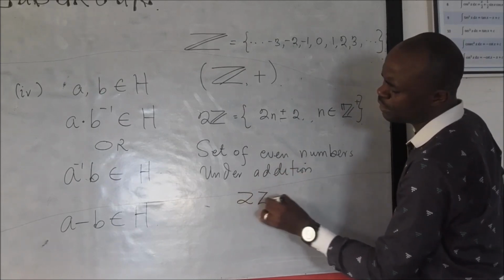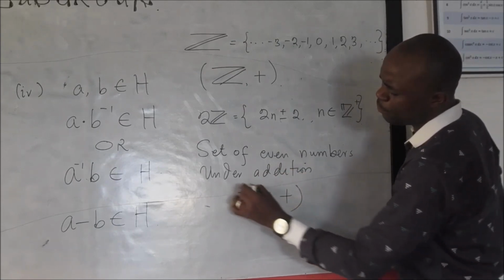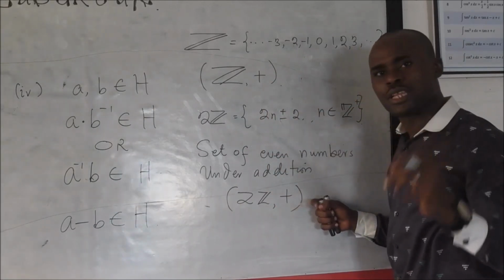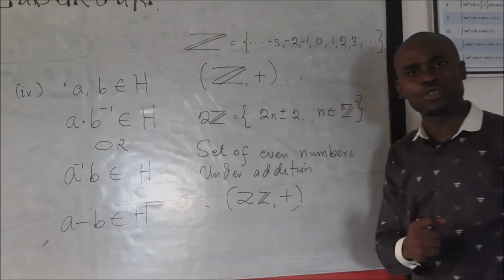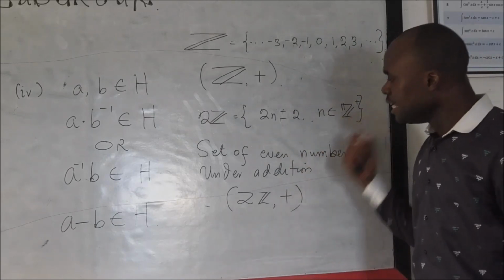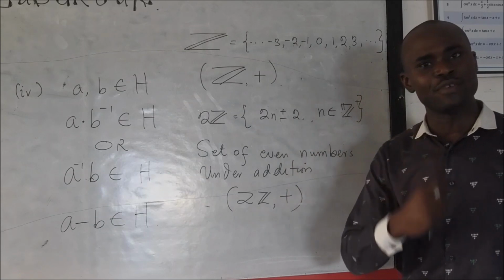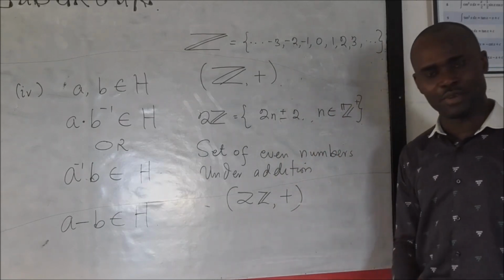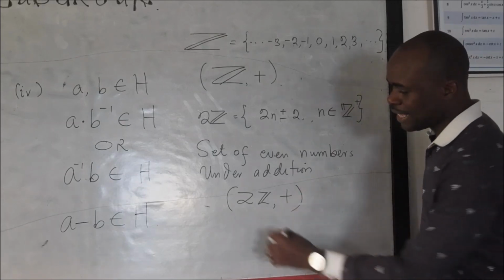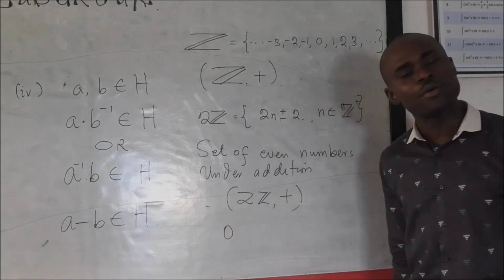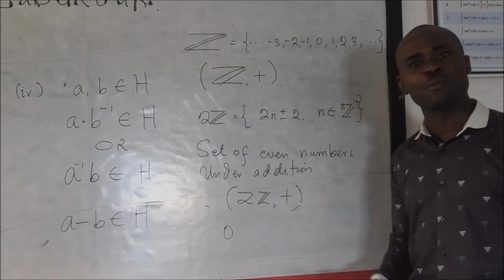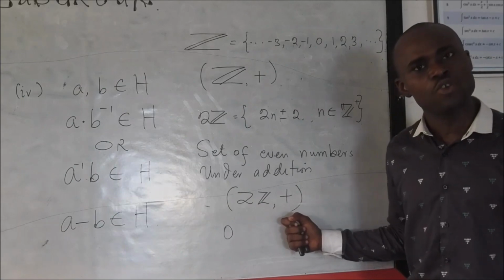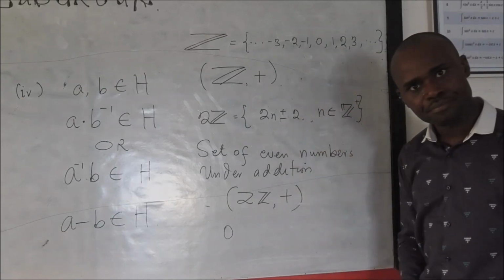So if I have 2Z with the binary operation, this is a subgroup of this. How is it a subgroup? Now it is closed. How do we show that it is closed? If you add any two even numbers, it is always going to give you an even number. If it is associative, you can try that. And it has the identity element 0. And also, every element you pick there is also going to have its inverse. So this is a clear subgroup of this.